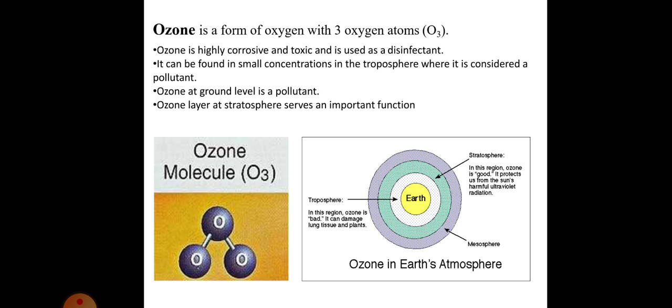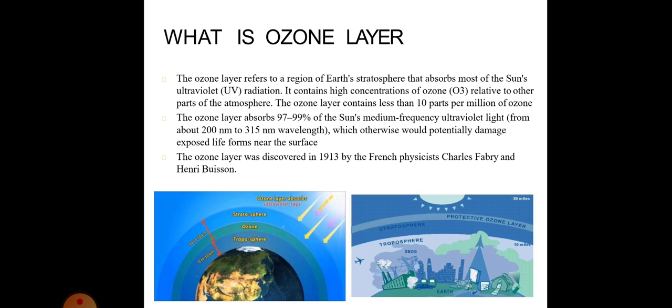Here you can see ozone is a form of oxygen which contains 3 oxygen atoms. One more thing is that ozone is highly corrosive and also toxic, and that's why it is also used as a disinfectant. It can be found in very small concentrations in the troposphere, where it is considered a pollutant. So in the troposphere, ozone is usually considered a pollutant, and ozone at ground level is again a pollutant. The ozone layer in the stratosphere serves the important function of stopping the ultraviolet rays from hitting the Earth's surface.